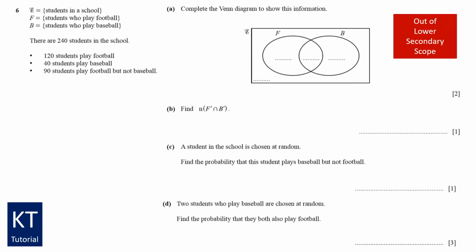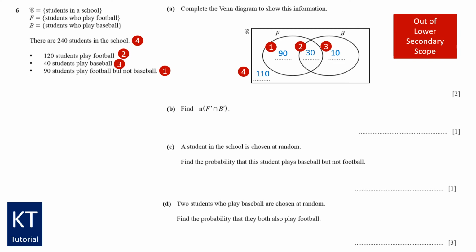Question 6. Given there are 240 students in the school, with 120 students playing football, 40 students playing baseball, and 90 students playing football but not baseball, complete the Venn diagram to show this information. Here, the sequence in completing the Venn diagram is crucial.